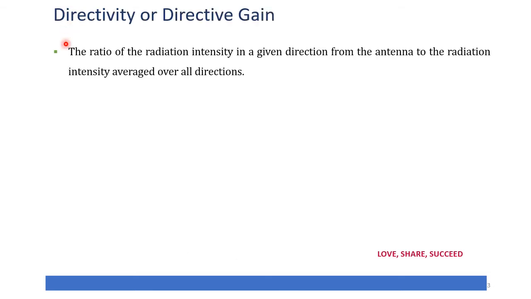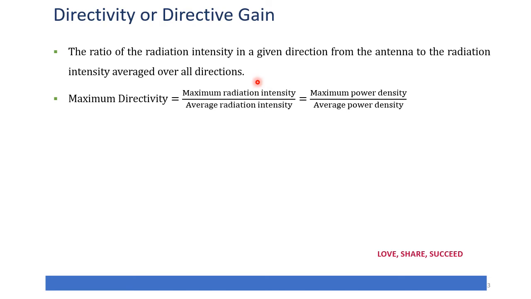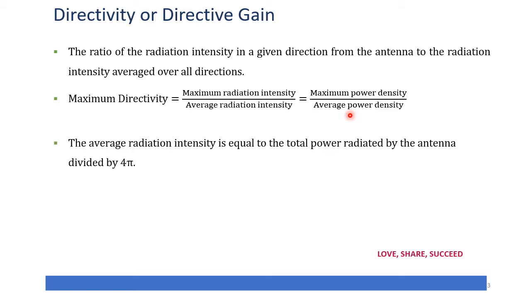Directivity, or directive gain, of an antenna. Directivity is the ratio of radiation intensity in a given direction from the antenna to the radiation intensity averaged over all directions. Or we can compute the maximum directivity as the maximum radiation intensity to the average radiation intensity. Radiation intensity means the power radiated per unit solid angle. We can even relate directivity to power density as maximum power density to the average power density.